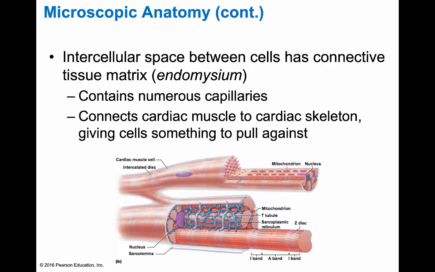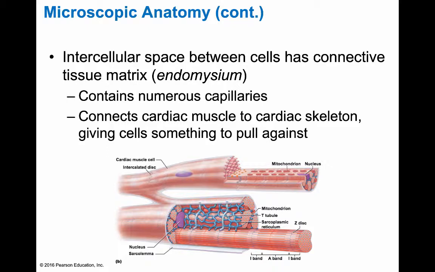Now, the space between the cells does have connective tissue called endomysium. And there are numerous capillaries here, and they connect cardiac muscle to the cardiac skeleton, giving the cell something to pull against. And so you might remember the look of this as well, that they have some of the same thing.